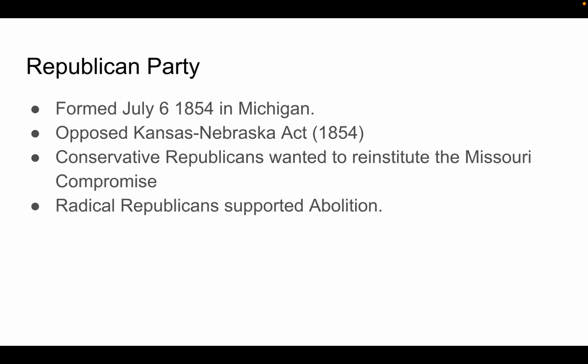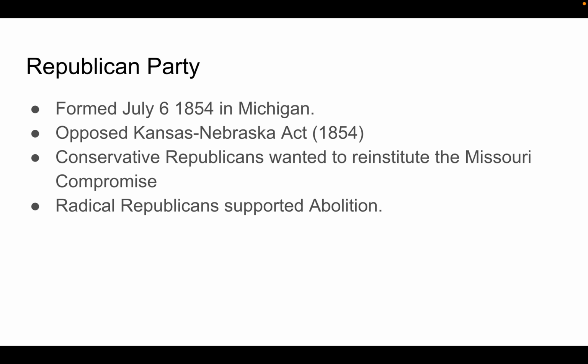And then lastly, we have the Republican Party, formed in 1854 in the state of Michigan. They formed as opponents to this idea of slavery expansion. They opposed the Kansas-Nebraska Act and the idea of popular sovereignty, but they were split on what they wanted to do with the issue of slavery.